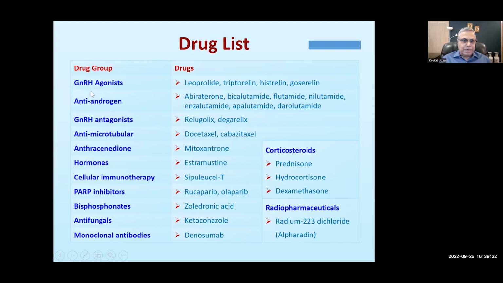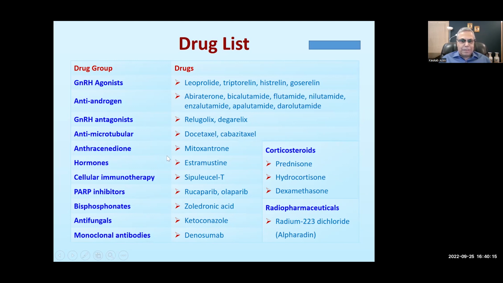Leuprolide, these are gonadotropin releasing hormone agonists. Leuprolide, triptorelin, histrelin, goserelin. Anti-androgens, very important, very commonly used in prostate cancer: abiraterone, bicalutamide, flutamide, nilutamide, enzalutamide, apalutamide, darolutamide. Bicalutamide, enzalutamide, apalutamide, abiraterone are very commonly used. Then these are sort of newer drugs, GnRH antagonists, relugolix and degarelix. Anti-microtubular, very important, docetaxel, very commonly used. If this fails, we can use cabazitaxel.